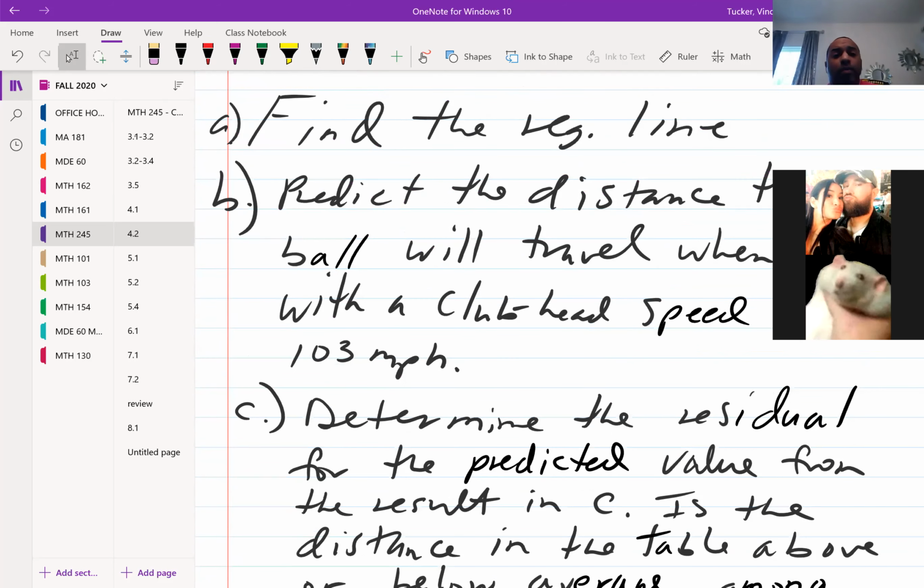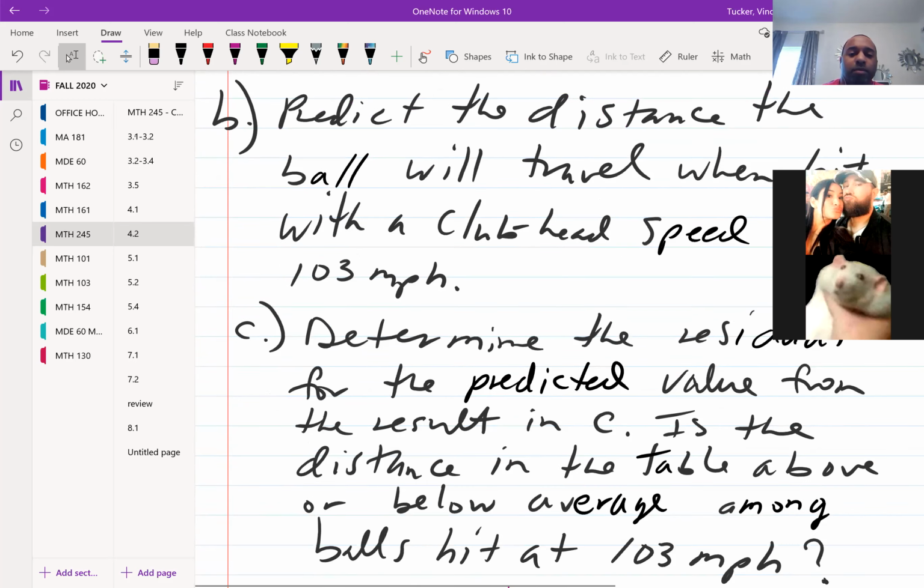So the first part of this is we're going to find a regression line. Part B, we're going to predict the distance the ball will travel when hit with a club head speed of 103 miles per hour. So this is when we're going to actually use the regression line in an application. And then C, determine the residual. Remember, that's our error. Determine the residual for the predicted value from the result. And C is the distance in the table above or below average among balls hit at 103 miles per hour.